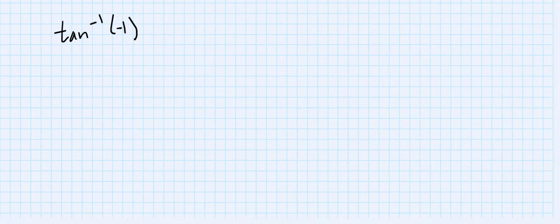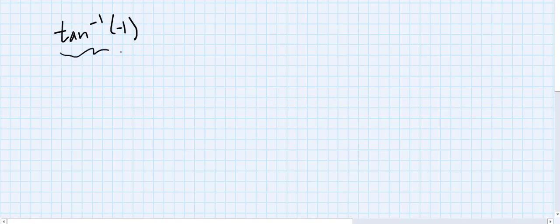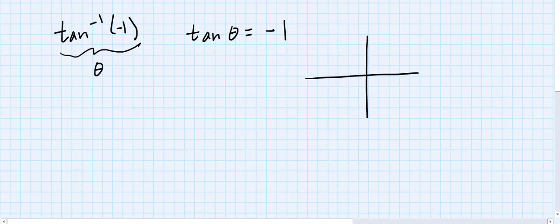Let's take a look at another example. Inverse tangent of negative 1. We're looking for theta such that tangent of theta is negative 1. Again, tangent is negative in the second and fourth quadrant. What was the restriction again for inverse tangent? Negative pi over 2 to pi over 2.